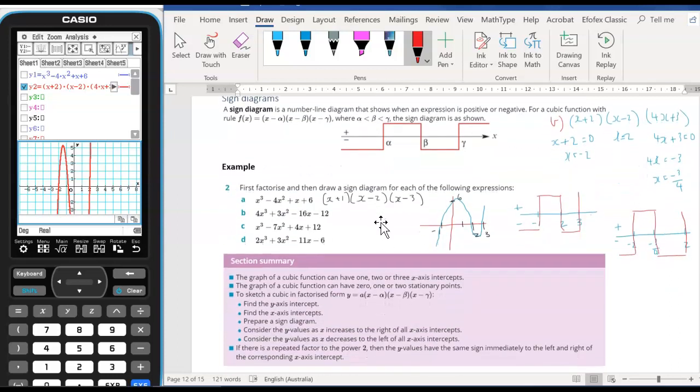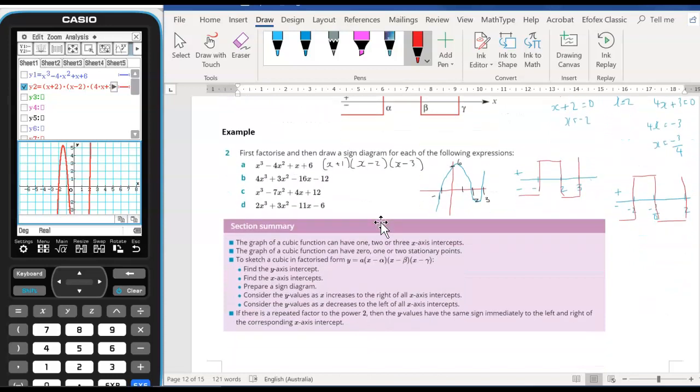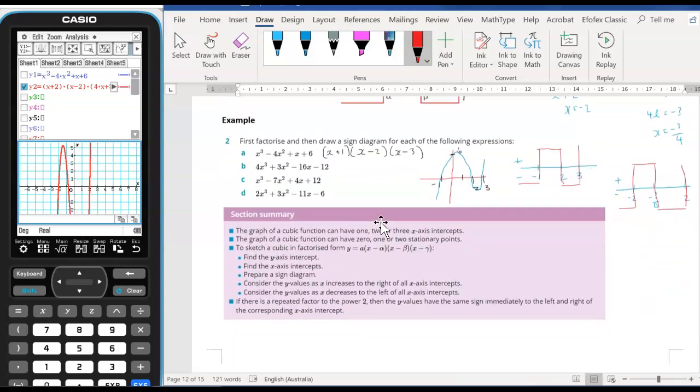All right, I'm going to leave it there because that's all for 4E. But just remember, use your calculator a bit for the factorizing. For this one, it's more to do with thinking about when the graph is positive and when it's negative and so forth.